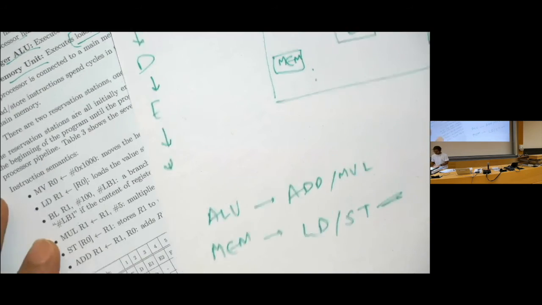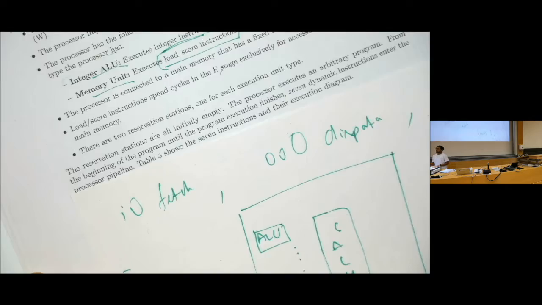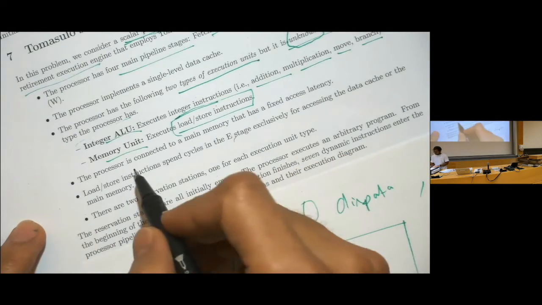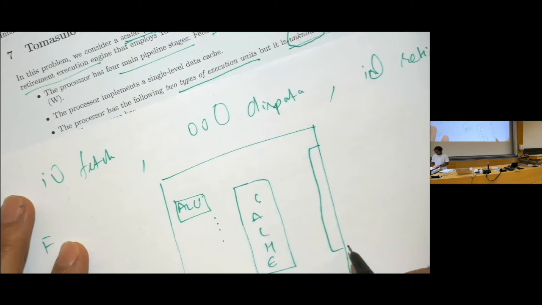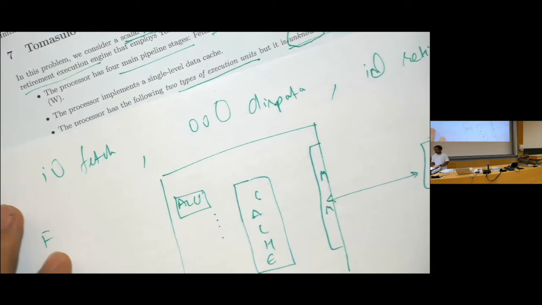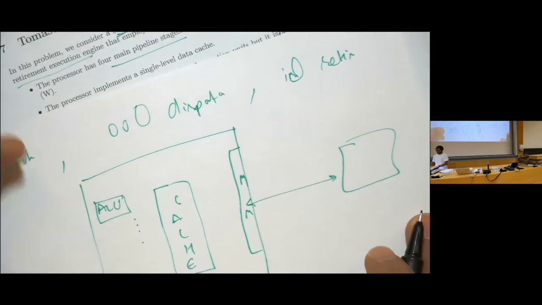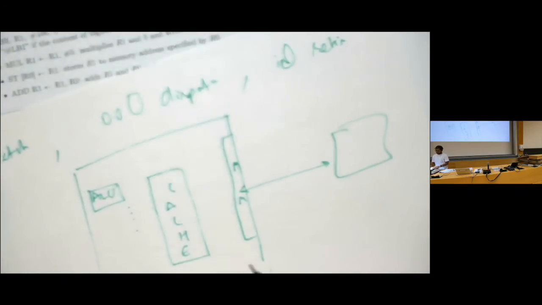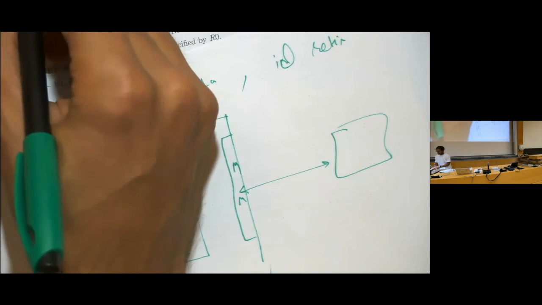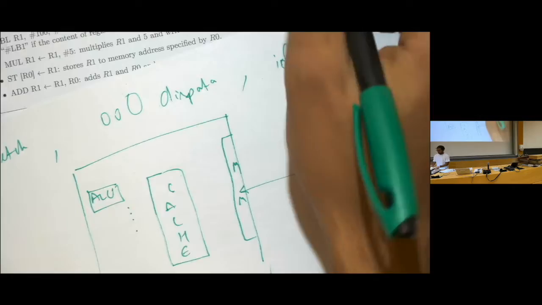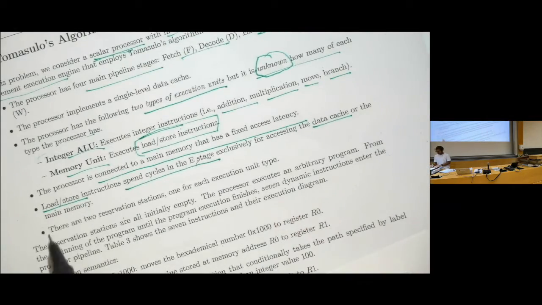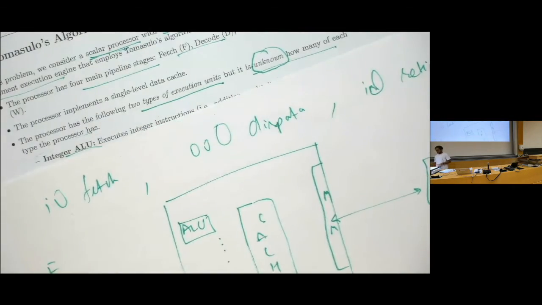Okay. Right. Up next, we see the question says the processor is connected to a main memory that has a fixed access time. All right, so let's say that this is the main memory. And all right, we got the main memory down here. Next, the question says, load store instructions spend cycles in the E stage exclusively for accessing the data cache and the main memory. Right, so what does this statement mean?